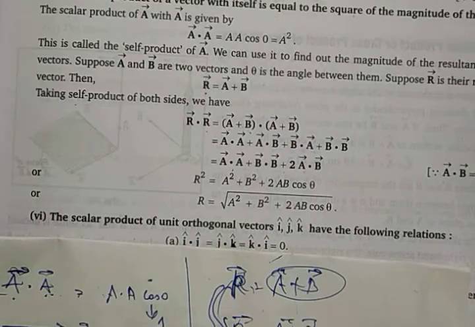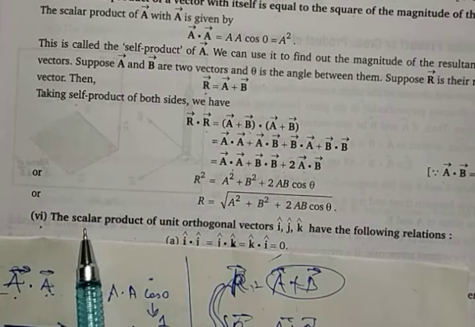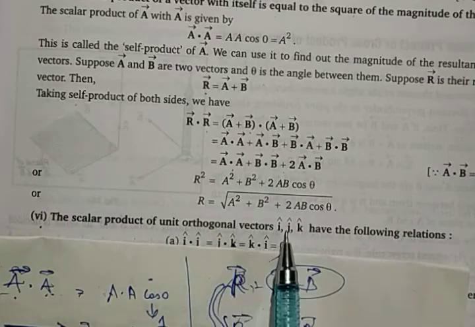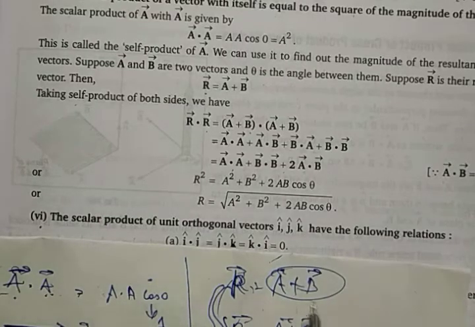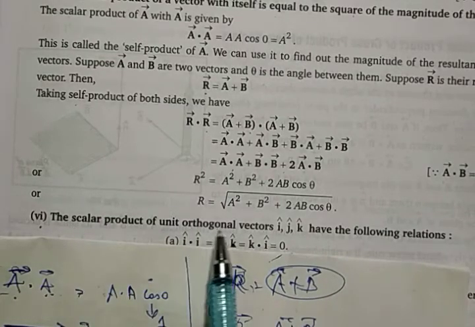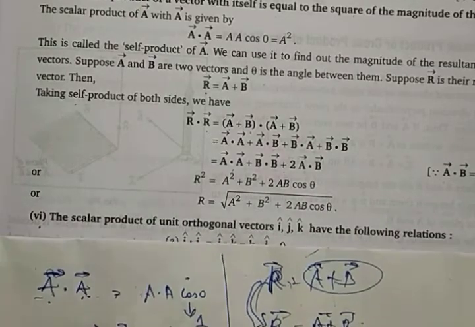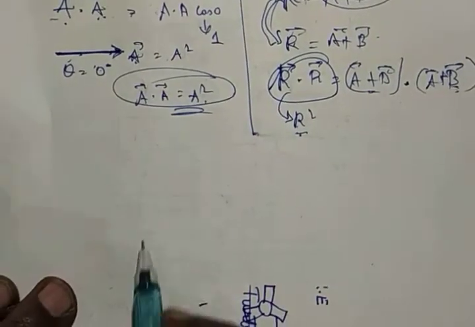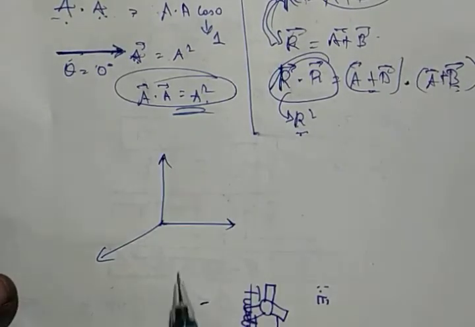The last example is, the sixth property, the scalar product of unit orthogonal vectors. I cap, j cap, k cap have the following relationship. Scalar product of unit orthogonal vectors. What is unit orthogonal vectors? We already saw this one. Now this is x axis, this is y axis, this is z axis. We always say unit vector. Maybe you would have forgotten what a unit vector is.